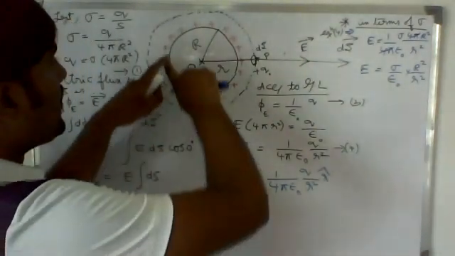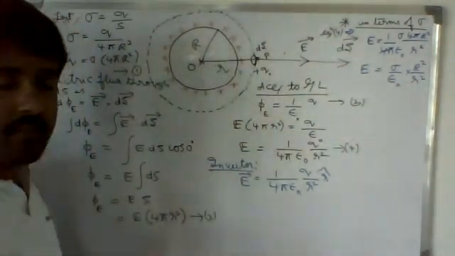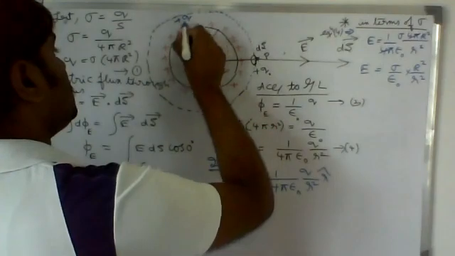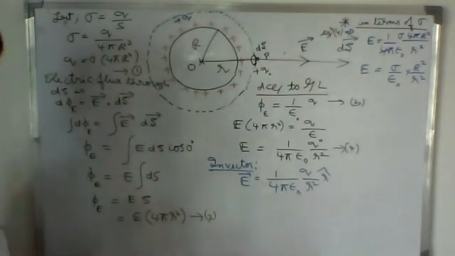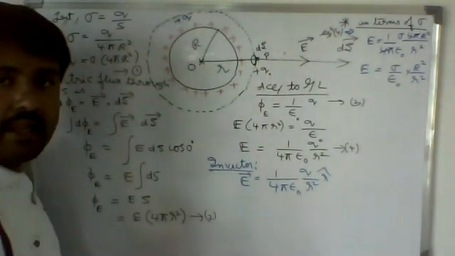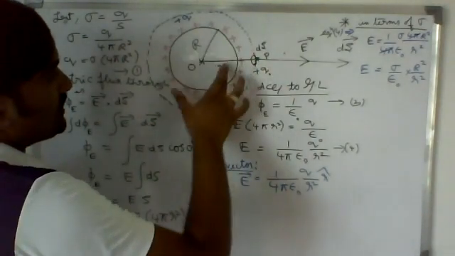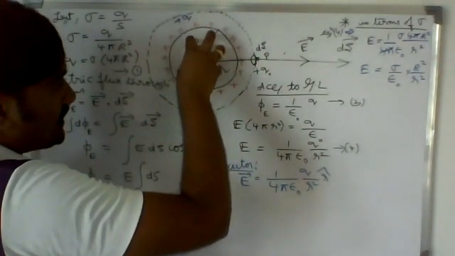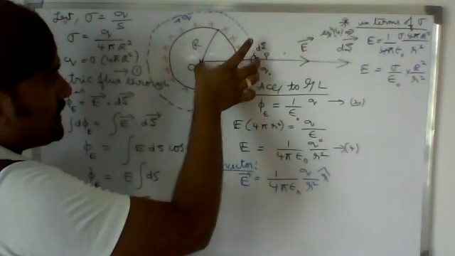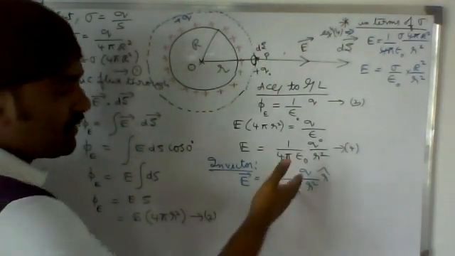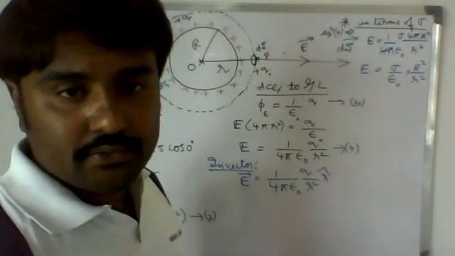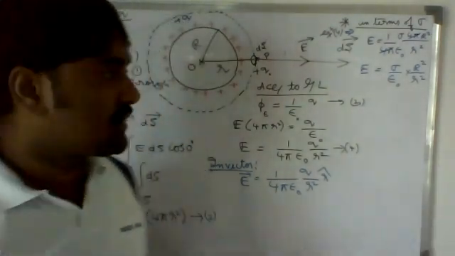Actually, here the net charge on the spherical shell, that is plus Q, is assumed to be concentrated at its center. So we will get electric intensity at P due to plus Q as 1 divided by 4 pi epsilon naught Q divided by R square. It's the same as the electric intensity at a point due to an isolated positive point charge.